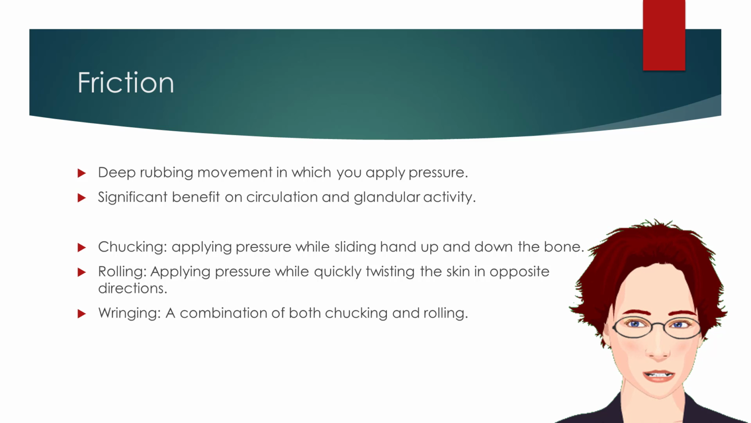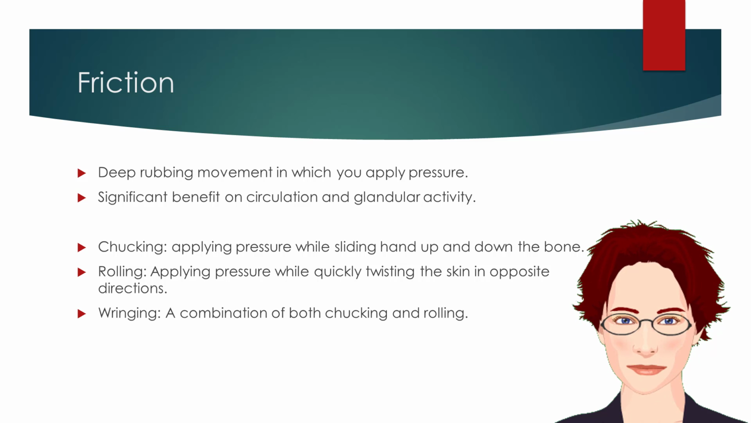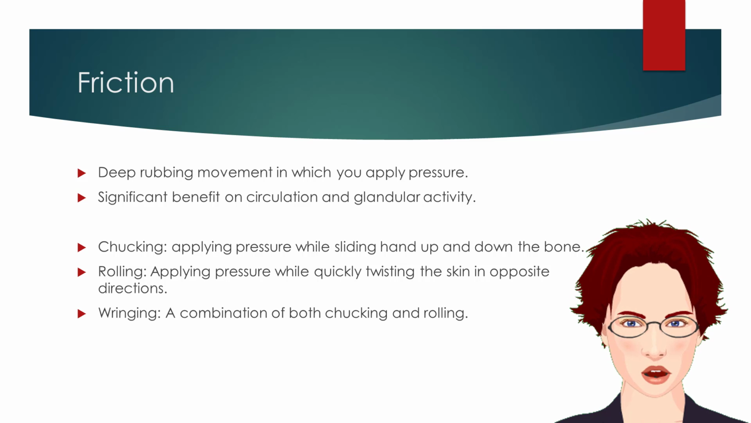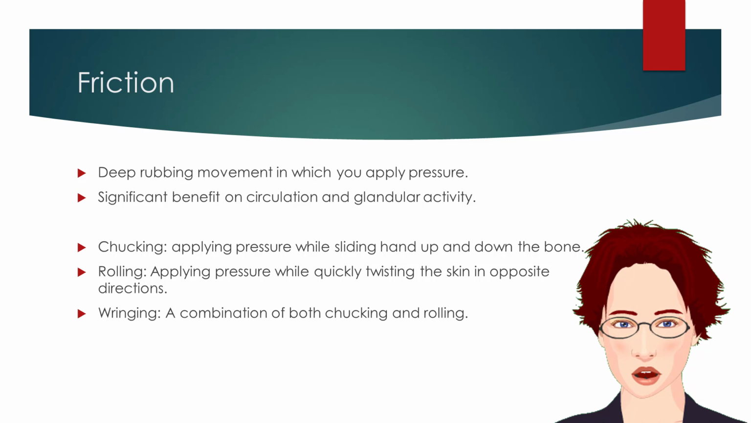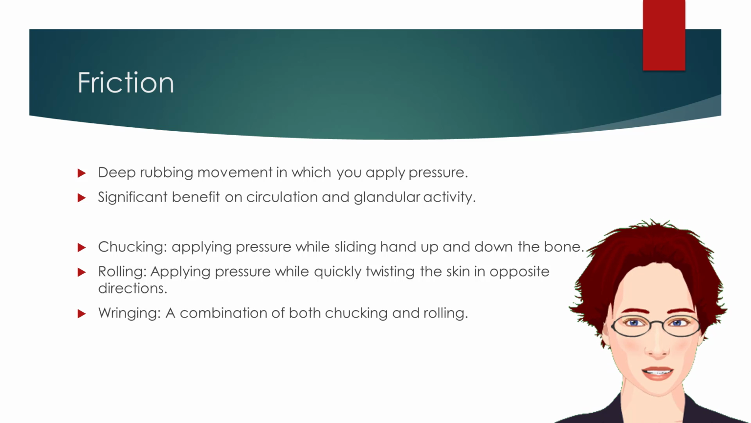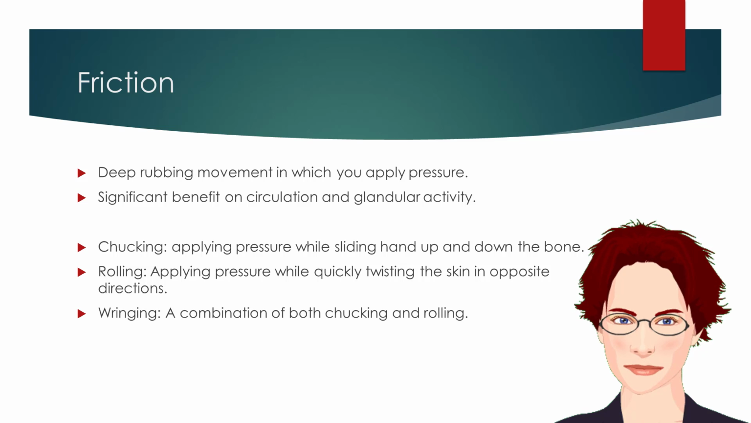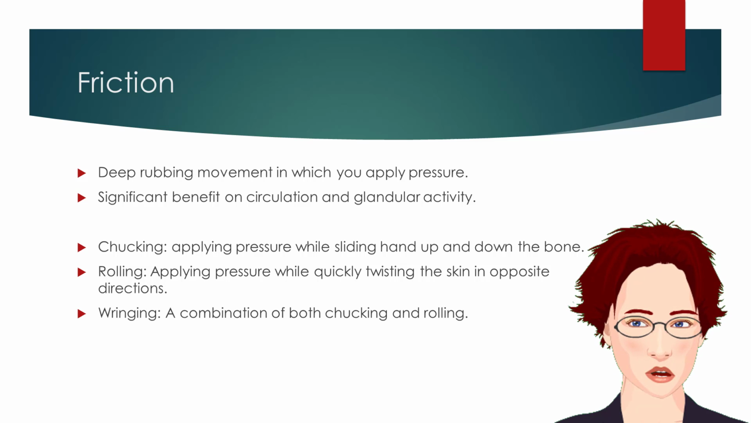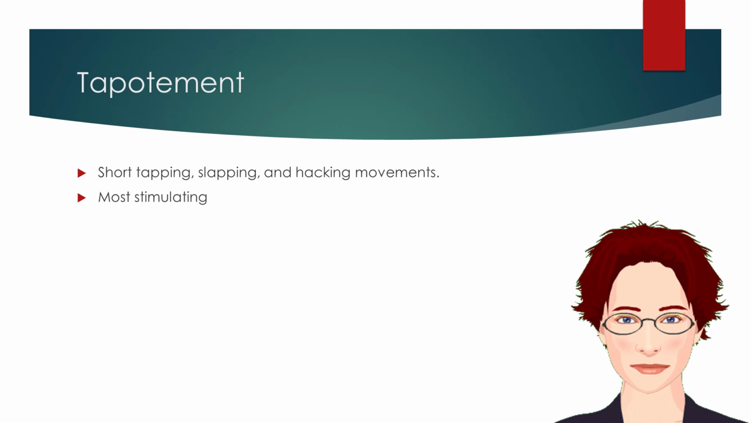Friction involves a deep rubbing movement in which you apply pressure. This manipulation has a significant benefit on the circulation and glandular activity. There are various forms of friction that can be used on various parts of the body. Chucking involves applying pressure, while sliding a hand up and down, or across the bone, while the other hand remains in place, to stabilize the bone. Rolling consists of applying pressure, while quickly twisting the skin in opposite directions. And ringing is a combination of both chucking and rolling.